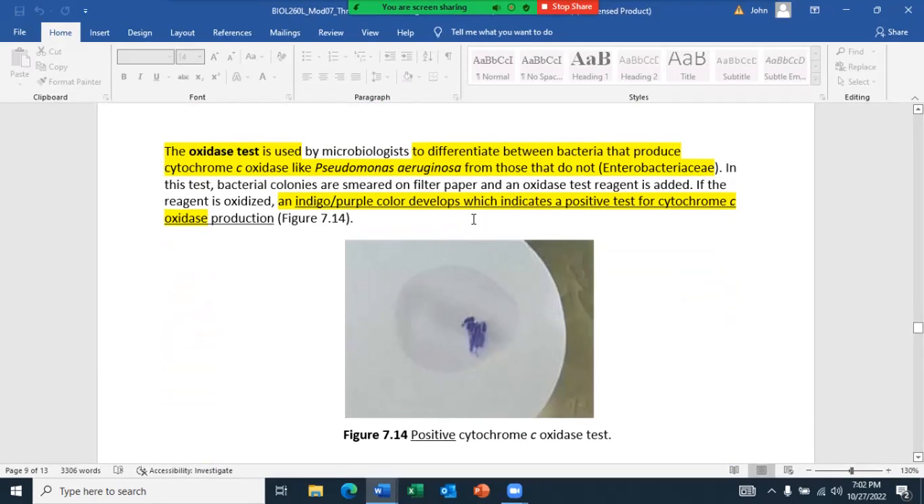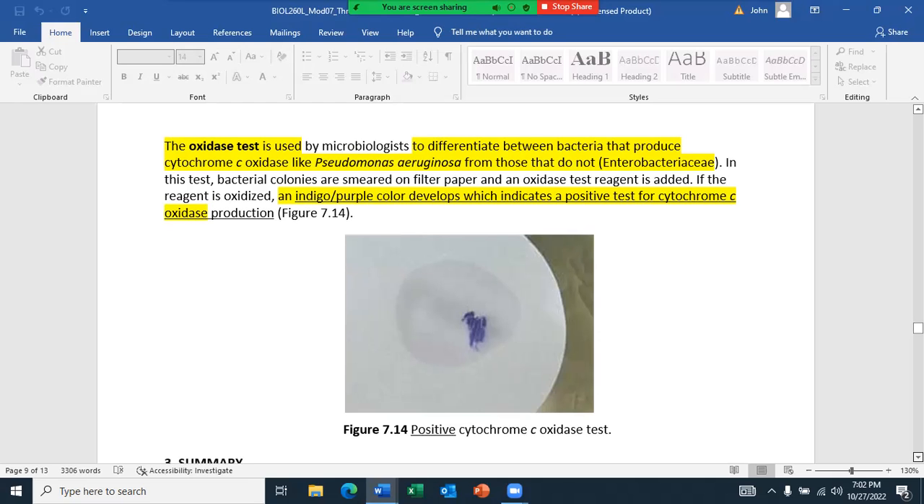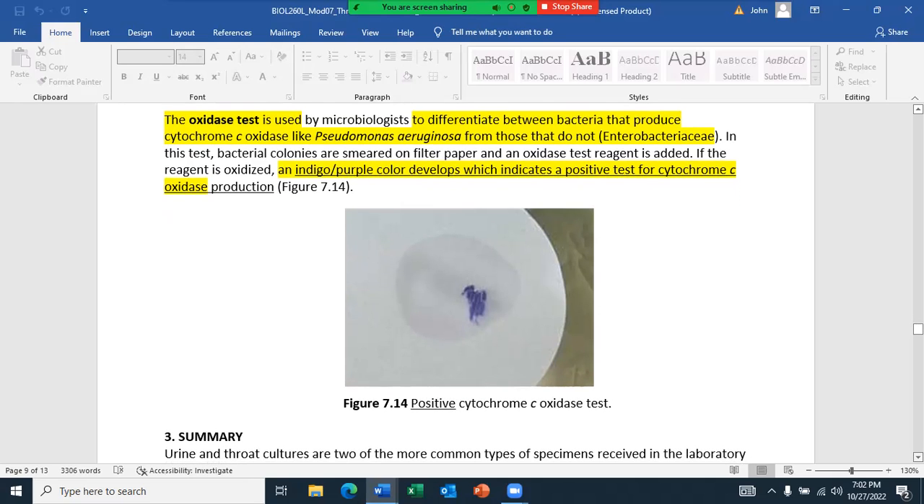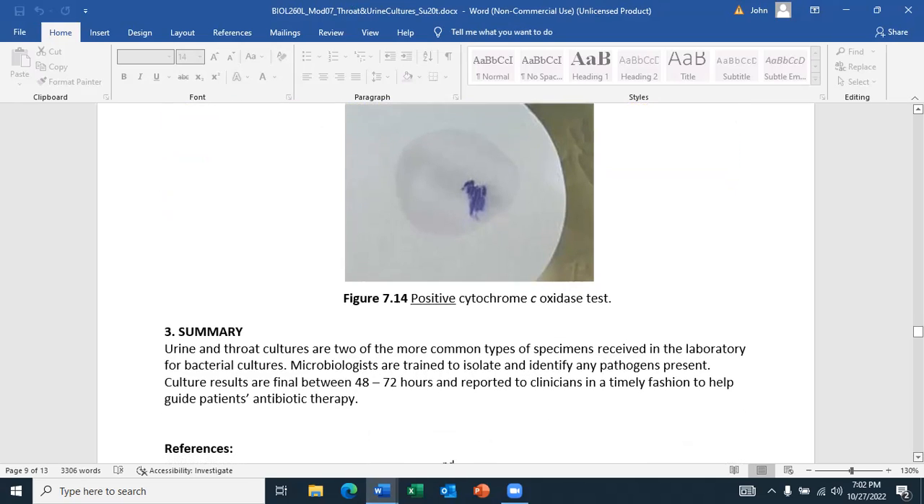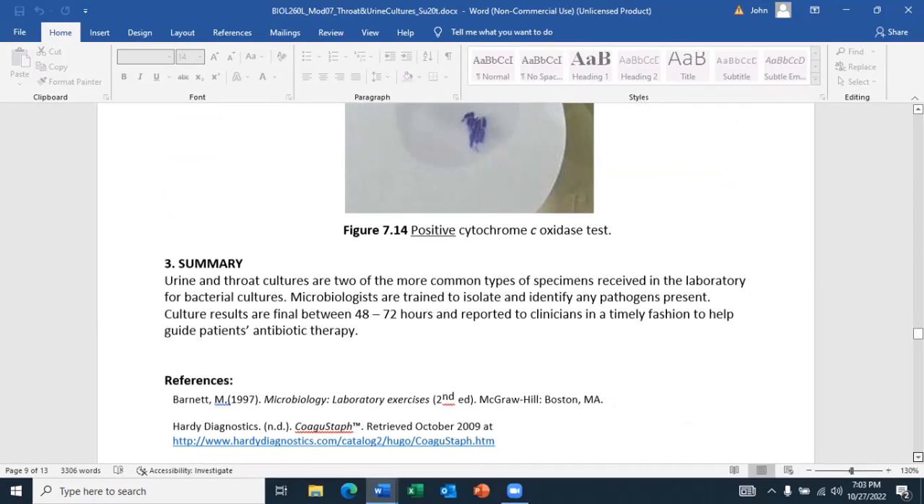Pseudomonas aeruginosa is oxidase positive. And if it's oxidase positive, the oxidase test will turn blue within 30 seconds, or you could say purple, bluish or purple. After 30 seconds, you should not rely on the test, because the test itself may turn blue or purple after 30 seconds, even if the specimen is negative. So you should make your reading from 20 to 30 seconds.